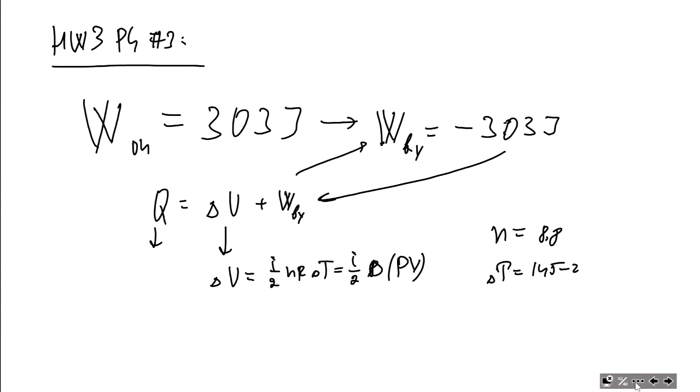145 minus 22. So my question is, do we use Celsius or do we use Kelvins for this? Do you know I? I is going to be 3, right? Because it's monatomic? Yes. So the equation which relates Kelvins and Celsius looks like this.